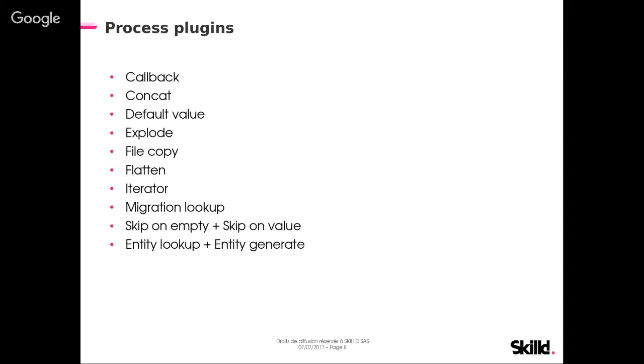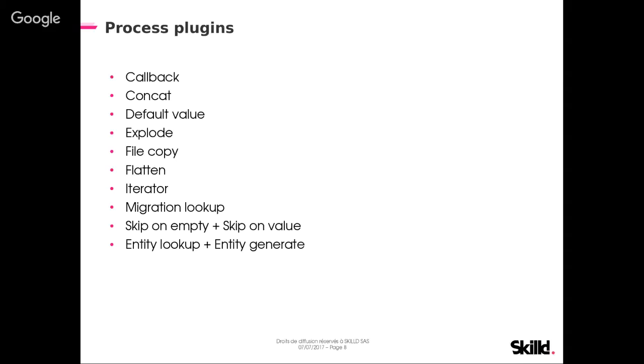Skip on empty plus skip on value plugins allow you to validate the data. So basically, you can use skip on empty on some incoming source data and provide configuration for this plugin so that if some value is empty, then it skips this row and writes a message into the log saying that, hey, I didn't find this value for this row, so please check your data, and I have skipped importing this row.